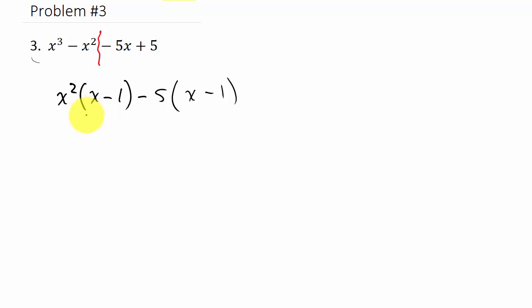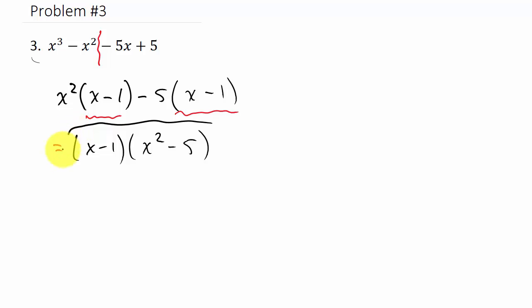And so here I have a common binomial factor, and I can factor out the x minus 1. So that's x minus 1. When we take the x minus 1 out of this part, I'm left with x squared. Take the x minus 1 out of this part, I'm left with the minus 5. And this would be our answer.